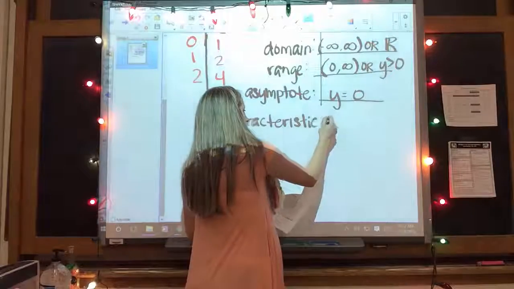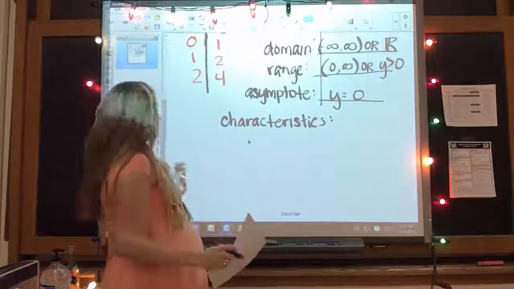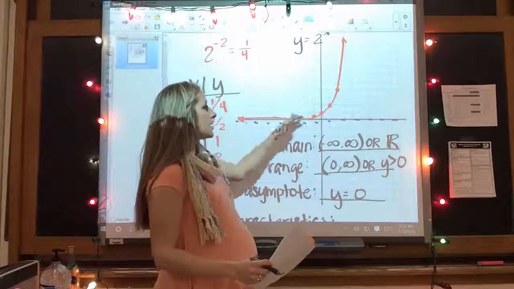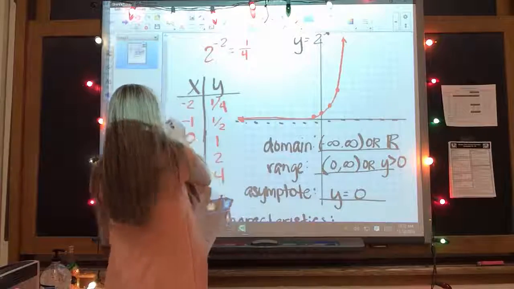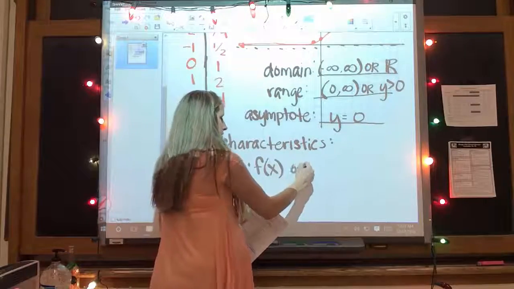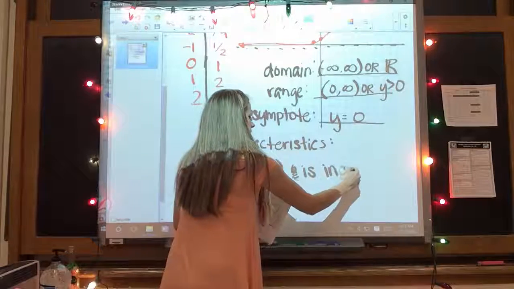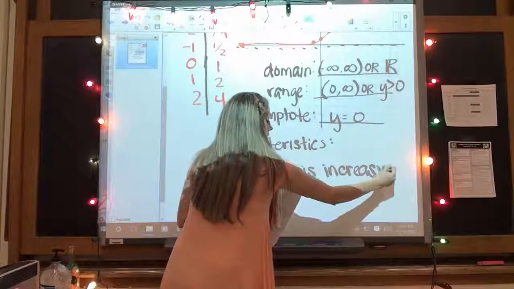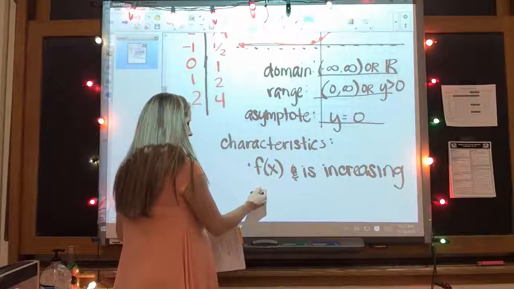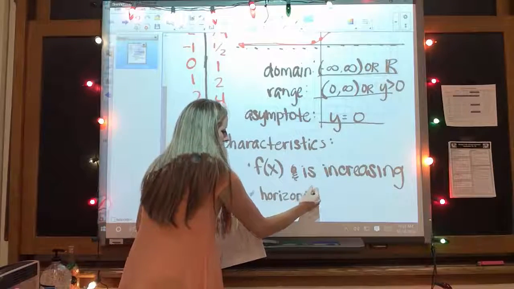All right, some characteristics about this graph would be that your y is increasing from left to right. So from left to right, my y is getting bigger. That would be a characteristic. So you can put y or f of x, they're the same thing. The f of x is increasing. The other characteristic is that you have a horizontal asymptote at y equals 0.